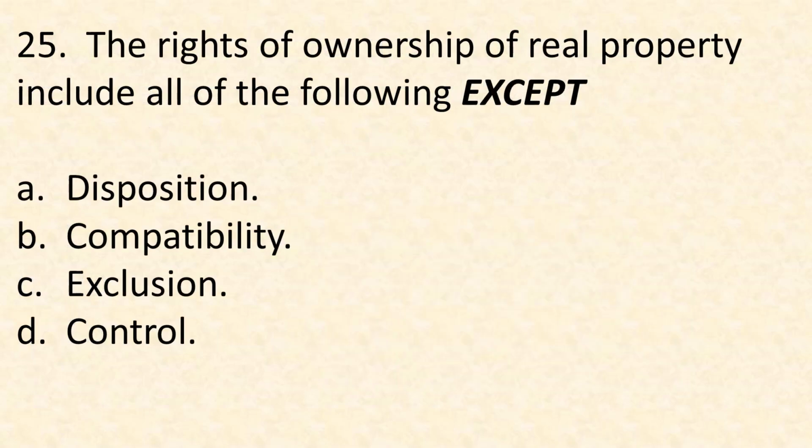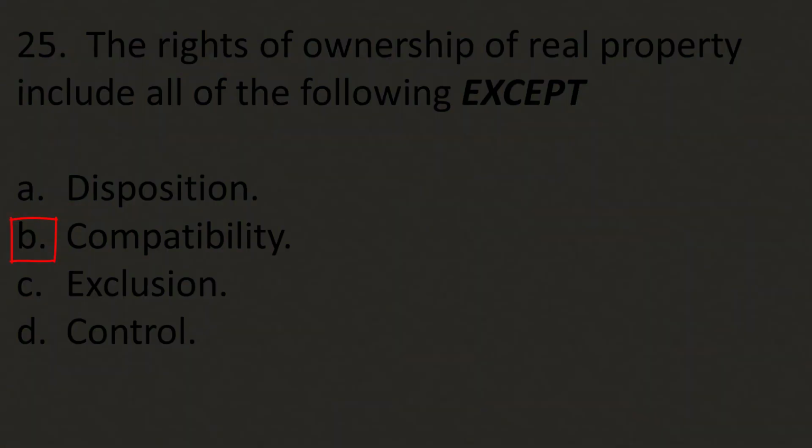Our last question, number 25. The rights of ownership of real property include all of the following, except A. Disposition, B. Compatibility, C. Exclusion, or D. Control. The answer is B, compatibility. The bundle of rights includes possession, control, enjoyment, and exclusion, but not compatibility.